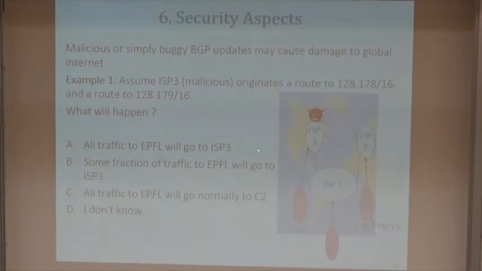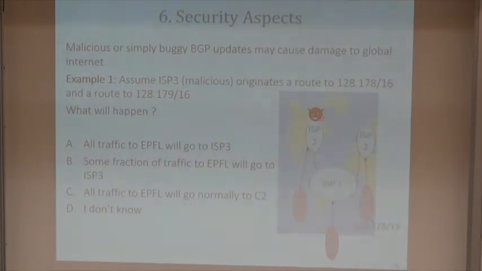But this can happen. It did happen, and that's a way to attract traffic. The attack in that case was against YouTube. So some government of some Asian country managed to attract all YouTube traffic to itself by doing that kind of attack. If there is aggregation here, then it depends how the thing is aggregated. So it might be that some fraction of the traffic will go to ISP3, some will not go.